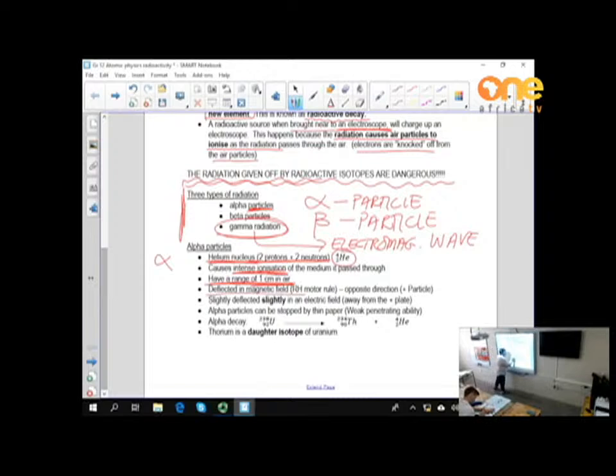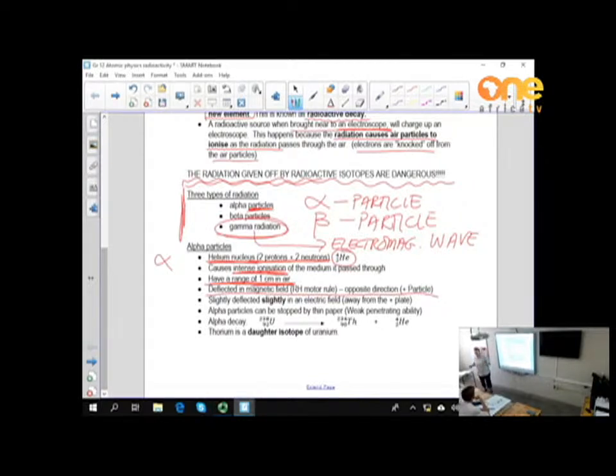What charge would a helium nucleus have? A helium nucleus consists of 2 protons. What is the charge on a proton? Positive. And 2 neutrons. What's the charge on a neutron? Nothing. So we have 2 positives and 2 neutrals. What charge do I have? Plus 2. Okay, I have a positive particle.